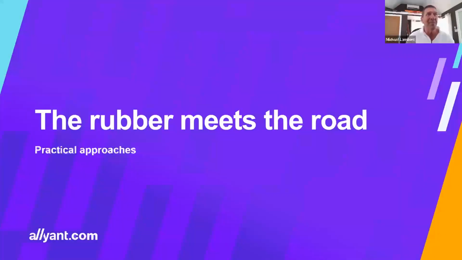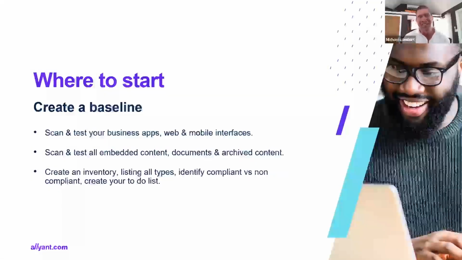So now we're going to get to where the rubber meets the road. All right, so where to start? Accessibility is a big topic. We basically said it's a part of everything in the world. So where do we start? We've got to create a baseline.